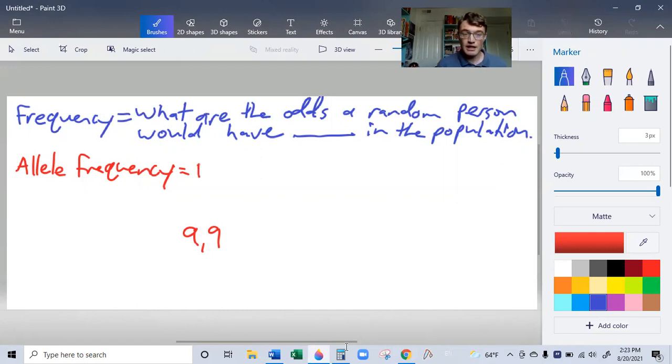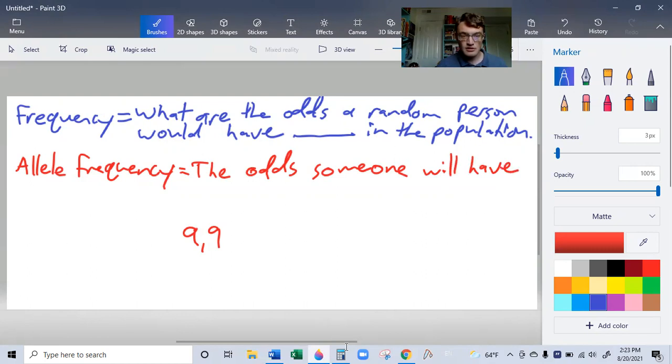And the odds someone will have a certain allele in the population.